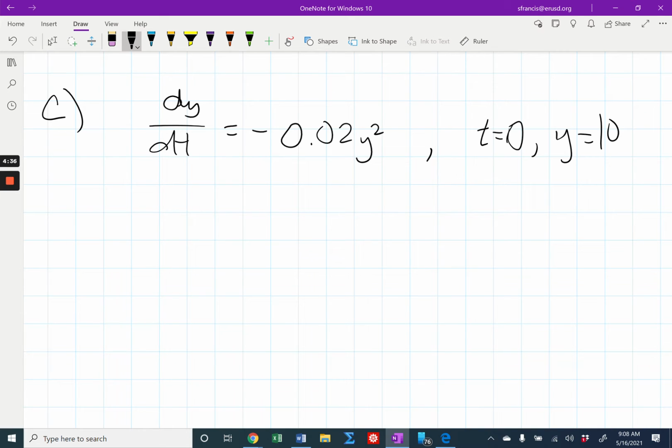Now, the negative 0.02 is a constant. You could leave it on the right-hand side. You could bring it along on the left-hand side. It doesn't really matter where you put it as long as you handle it properly. And there were a few people who didn't quite handle it very well.